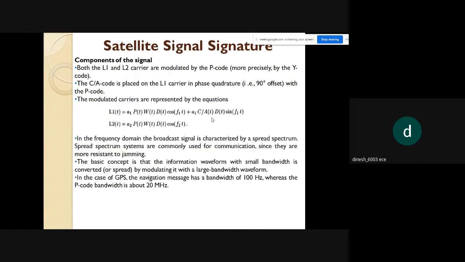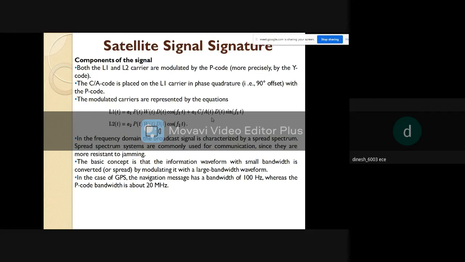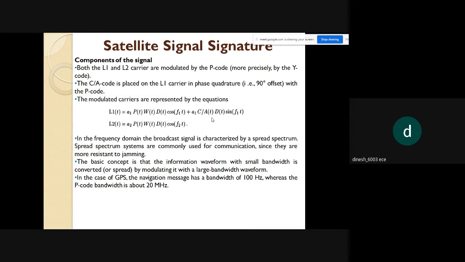Both the L1 and L2 carriers are modulated by P codes, most precisely by Y nowadays. The C/A code is placed on the L1 carrier in phase quadrature, that is, a 90-degree offset with the P code. So this is how to place your C/A code.